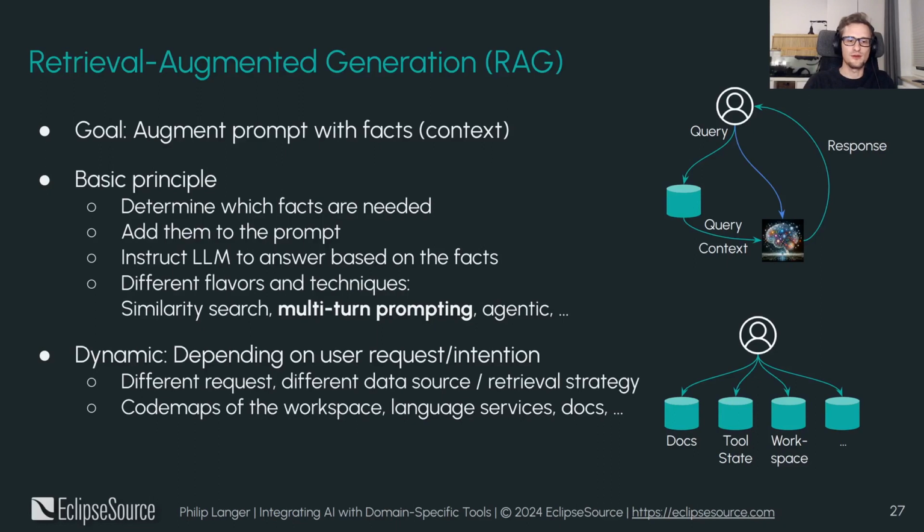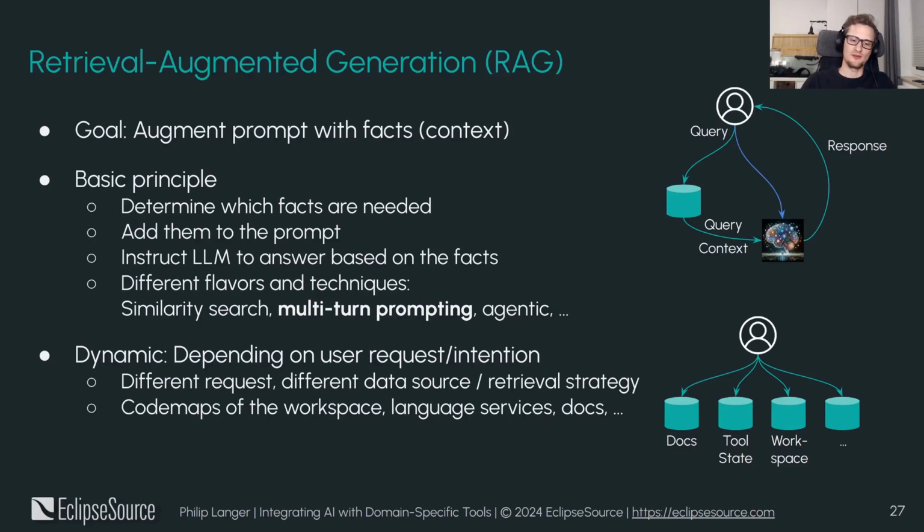And there are very different flavors of implementing this technique. Of them, for document use cases, similarity search is probably the most popular, but in AI, multi-turn prompting is very often the strategy that is used, or even more agentic approaches where the LLM can decide itself which of the contexts it should obtain.